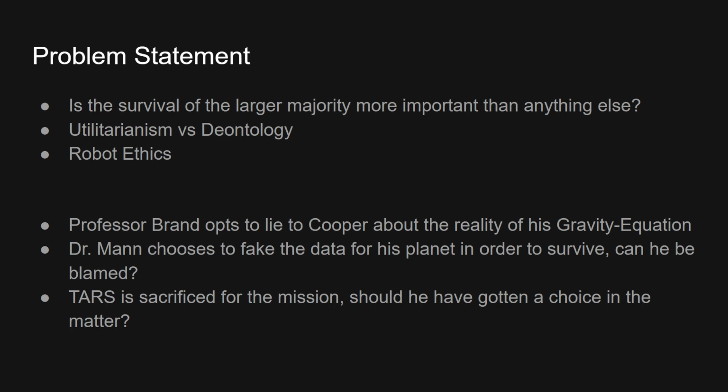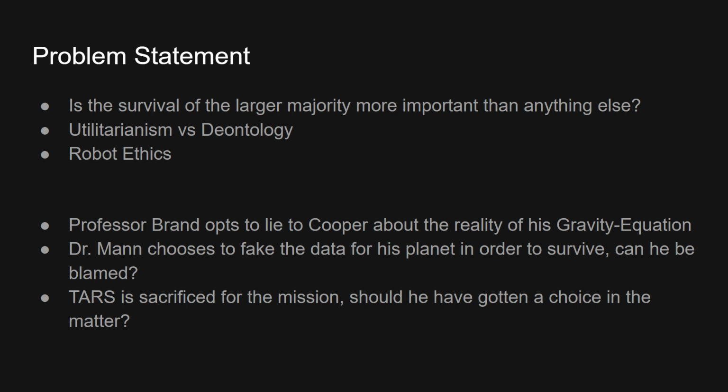The film has three main ethical dilemmas in it, and it asks three questions: is the survival of the large majority more important than anything else? Is utilitarianism more ethical than deontology? And should robots be given ethical consideration? So these three questions take the form of the three ethical dilemmas in the film.